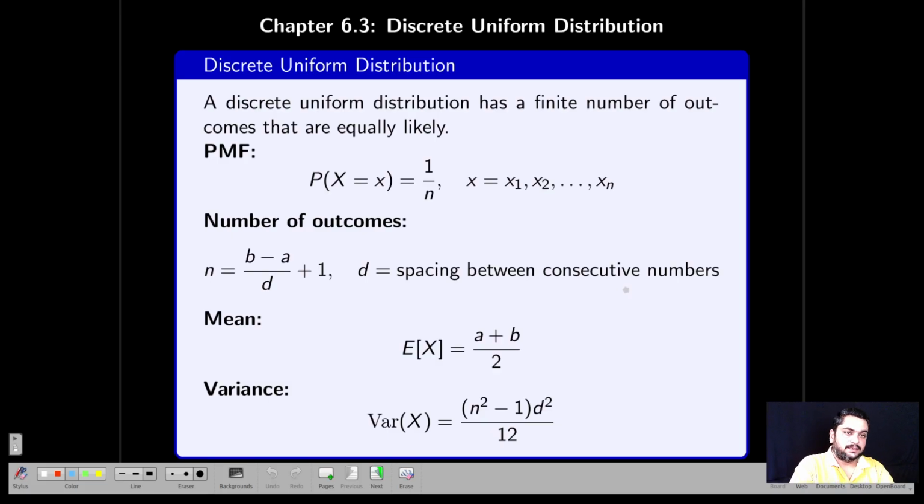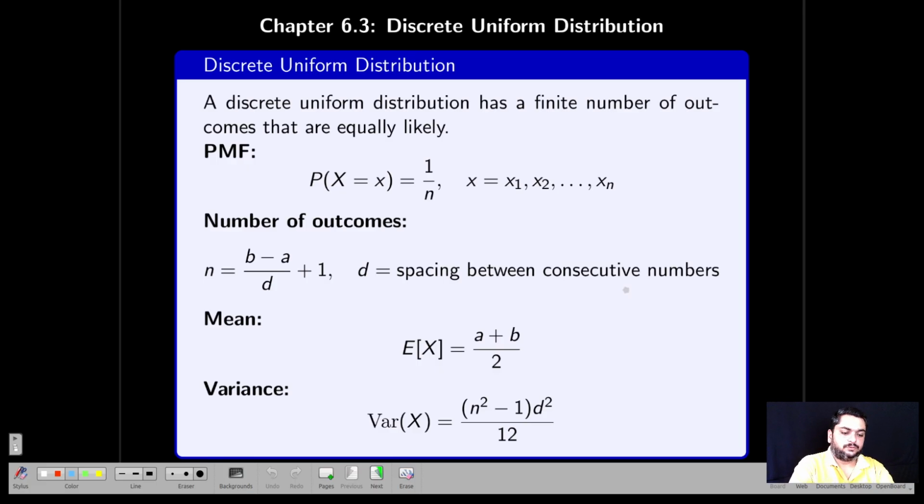So today we'll see the discrete uniform distribution. Uniform distribution can be continuous also. Once we start the continuous distributions, I will explain the continuous version of the uniform distribution. Now we'll understand the discrete version of the uniform distribution.